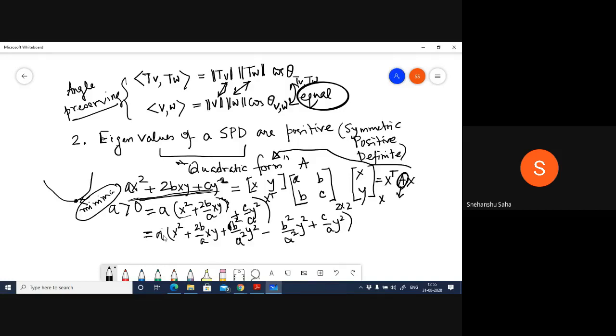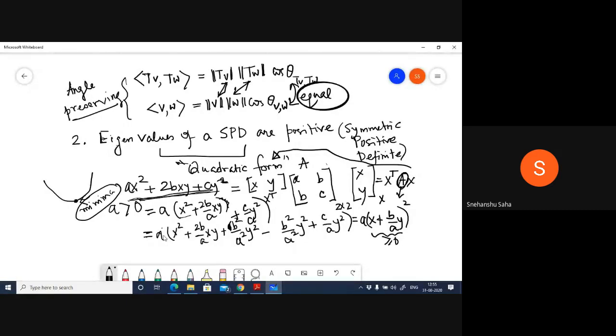Now, you should not have any trouble recognizing that the first 3 terms within this parenthesis form a perfect square, isn't it? So I can write this as x plus b by a y, whole square. Now think about this. I know that a is greater than 0, and that's a condition for the parabola facing up. And this term is greater than or equal to 0. It can't be negative, correct?